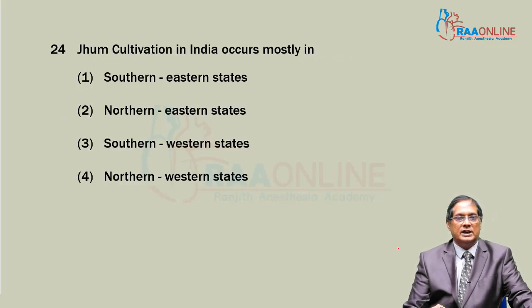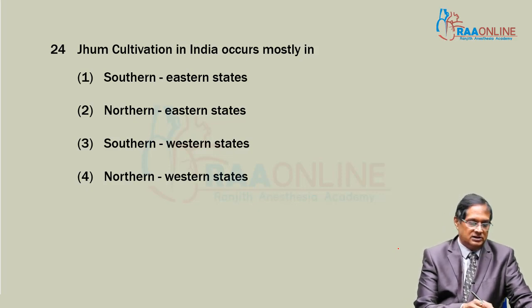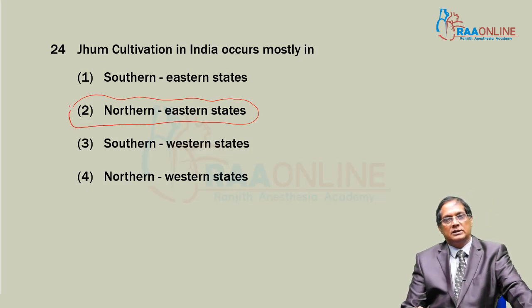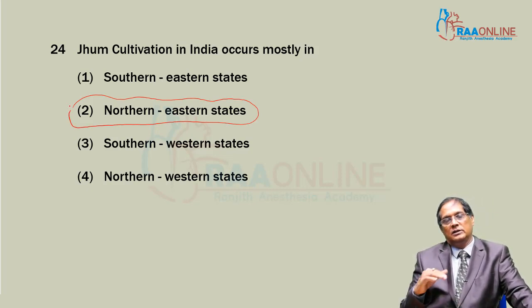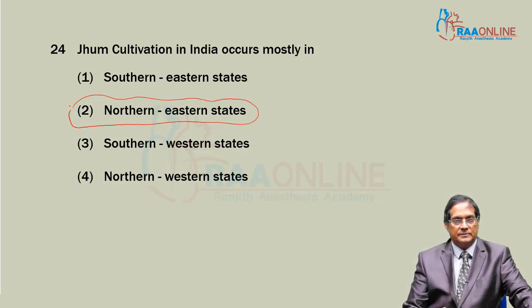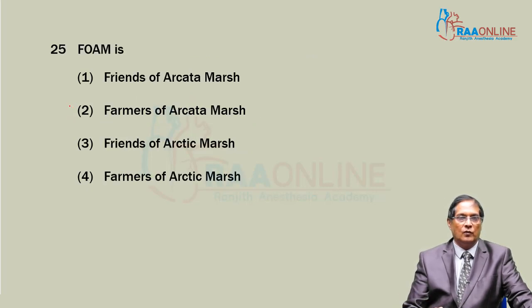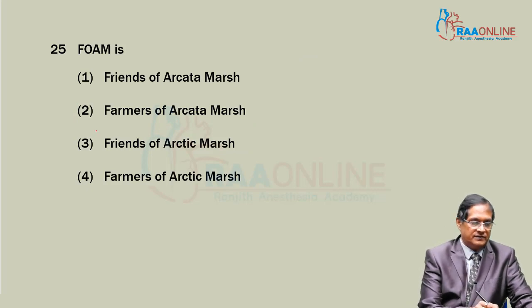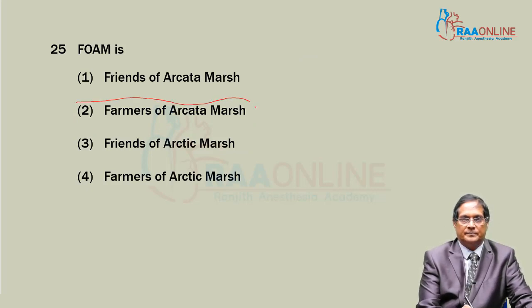Jhum cultivation is applied in the northeastern area. In that particular area, people cut the forest and use that area for cultivation or agricultural purposes. And when they move, the slash down system is there. Jhum cultivation is also called shifting cultivation. It is applicable in the northeastern states of India. FOAM's full form is Friends of Arcata Marshes.